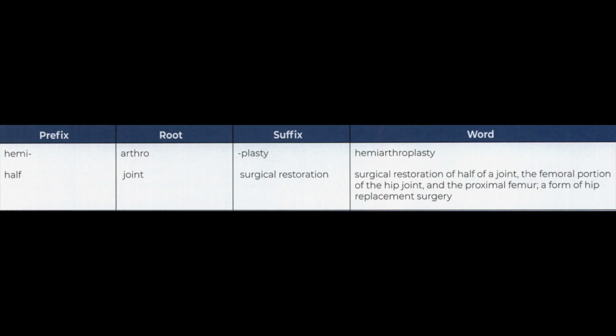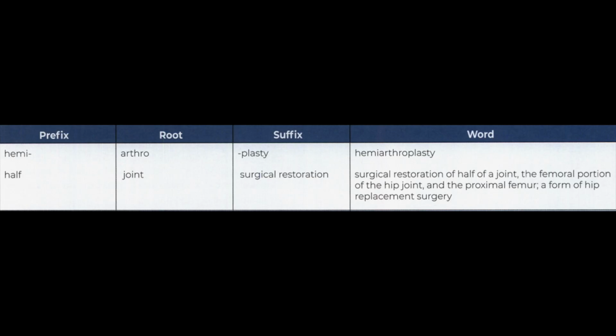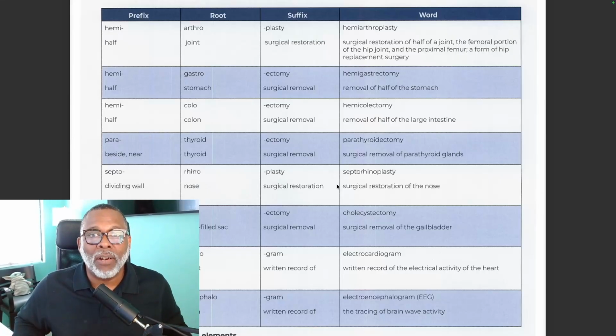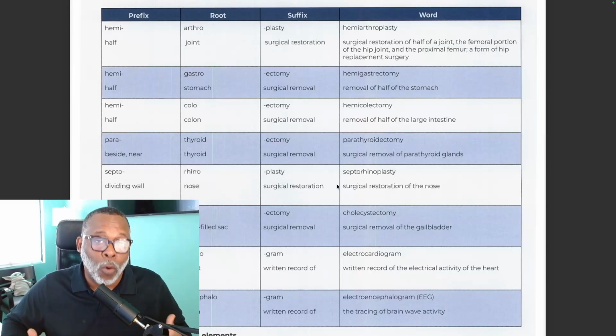Let's go back to the prefix. Hemi means half. The root word we know is arthro, which pertains to joint. The suffix is plasty, which means surgical repair or surgical restoration. And of course, the word here is hemiarthroplasty, surgical restoration of half of a joint. This is basically referring to a form of knee replacement surgery.